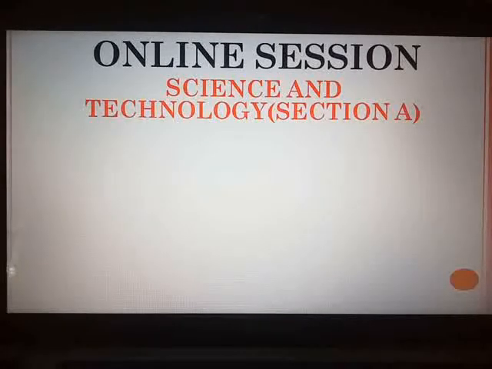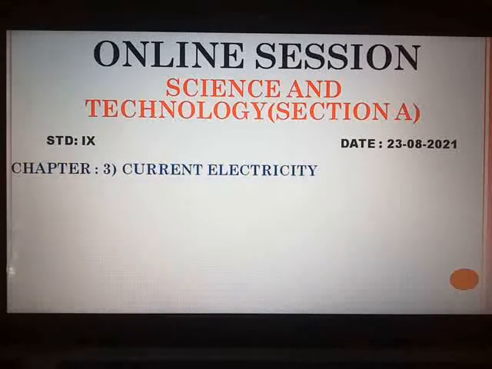and Technology Section A. In our previous session, we have started with chapter number 3 from Section A, that is Current Electricity. The topics which we have covered in our last session are Introduction to Electricity, Potential and potential difference of a cell, and about current flowing through a wire due to the movement of electrons.